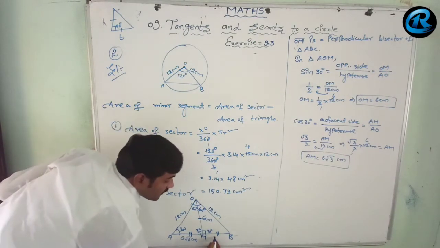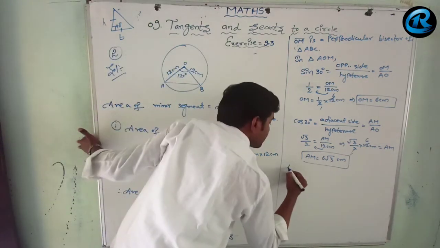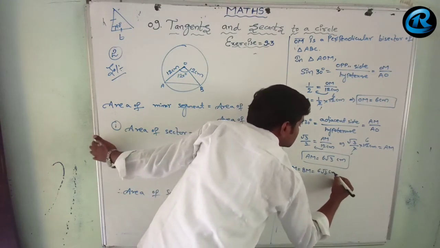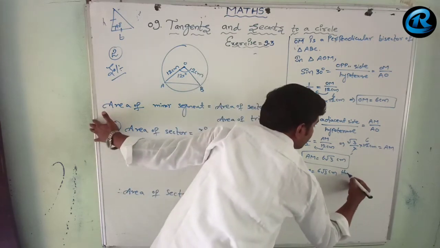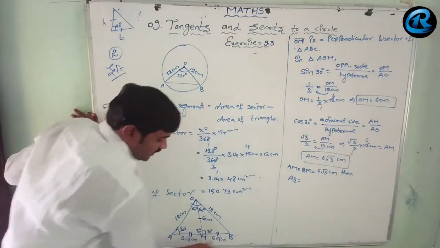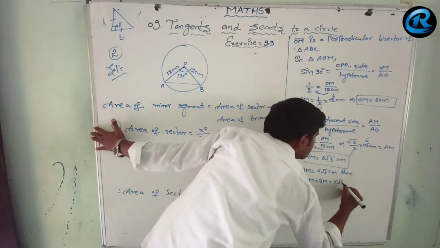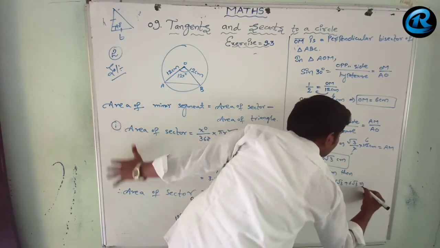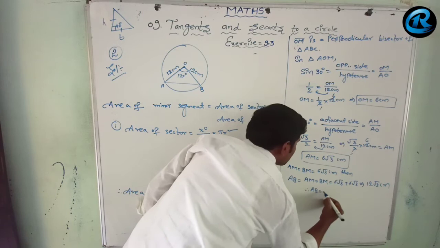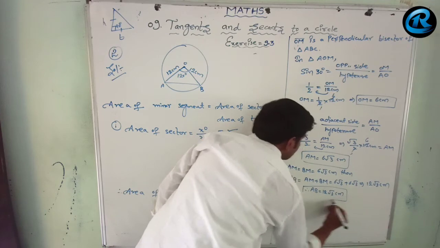If it is 6 root 3 centimeters, then BM also will be 6 root 3 centimeters. Then we can write here AM is equal to BM is equal to 6 root 3 centimeters. Then AB, this total AB equal to AM plus BM, that equal to 6 root 3 plus 6 root 3, that equal to 12 root 3 centimeters. Therefore AB equal to 12 root 3 centimeters.